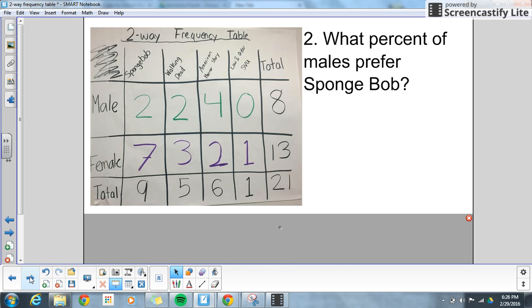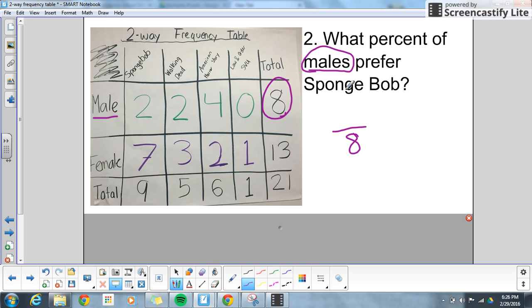All right, so let's look at a slightly different question. This is saying, what percent of the males prefer SpongeBob? So what category do we care about here? Well, it says what percent of males, so the only thing I want to look at here on the table is how many males there are. So I'm going to line up my table. Here's my male column, and I'm going to go all the way to the end, and I can see that there are 8 total males. So that's going to be my denominator, or my whole, that I'm comparing to.